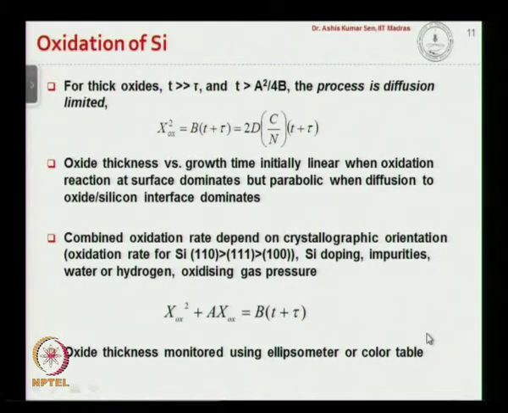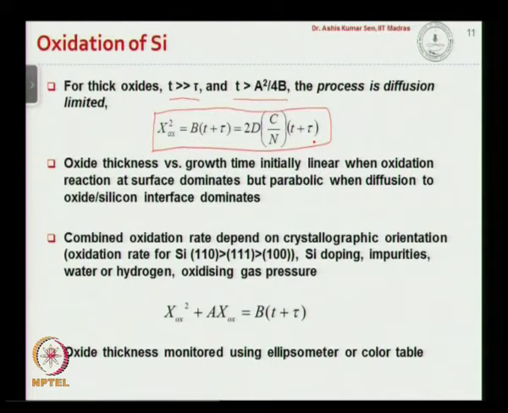On the other hand, if the oxide layer thickness is large, where t will be greater than the time constant tau, and so t will be greater than A squared over 4B, then you can work on that equation to show that you can reduce it to this form. So the square of the oxide layer thickness with time will be B into (t plus tau), and if you use the expression for B, you can show that it is 2D into C over N into (t plus tau).